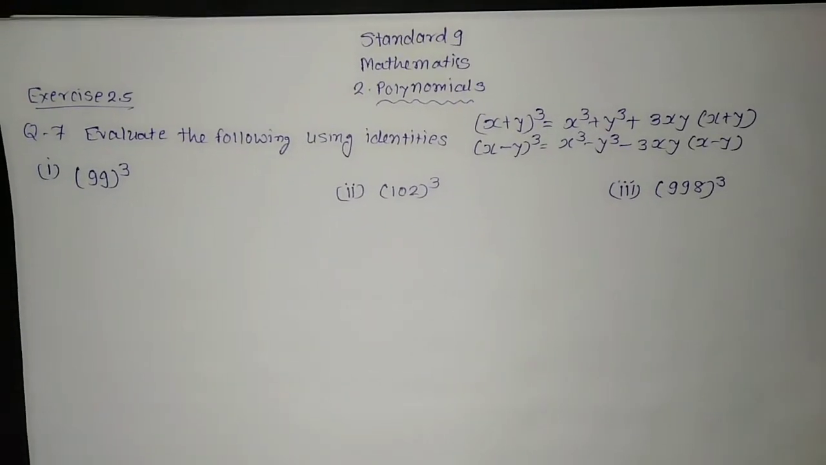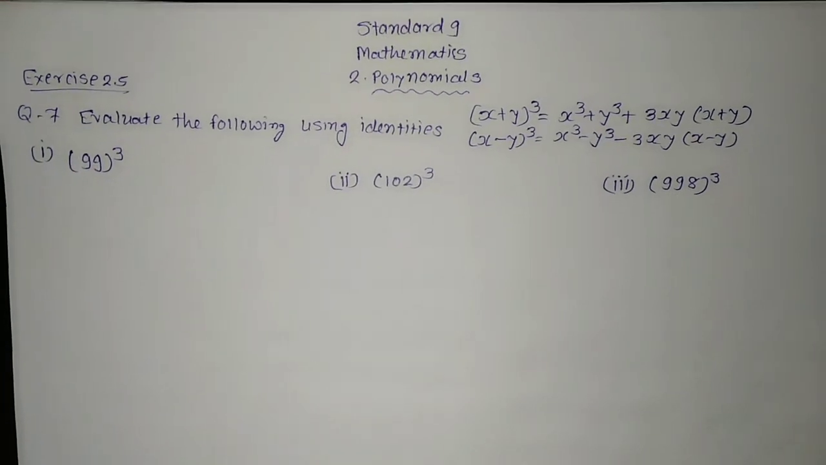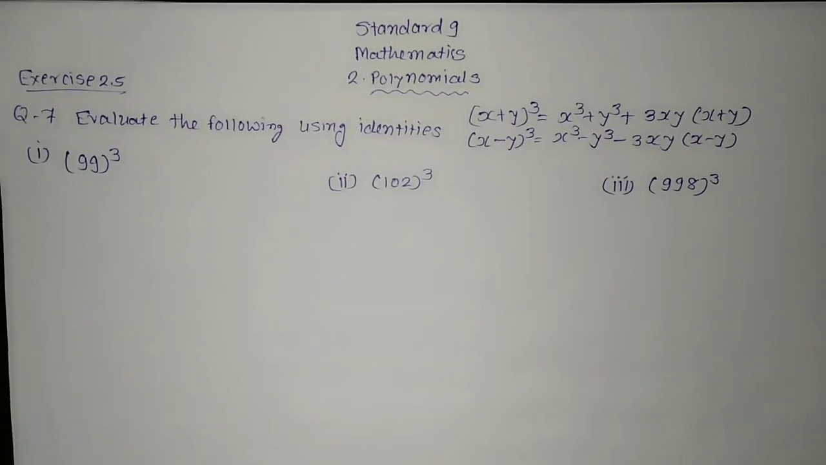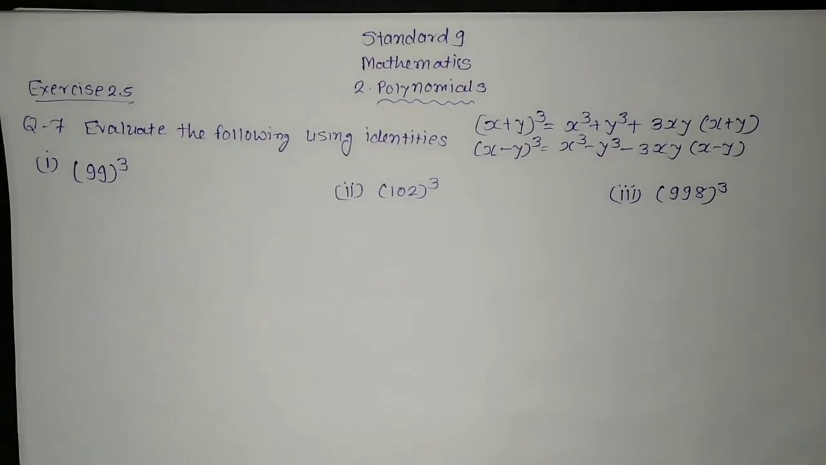Evaluate the given term using identity, that is (x plus y) whole cube and (x minus y) whole cube. The questions are 99 whole cube, 102 whole cube and 998 whole cube. This is a very huge sum.